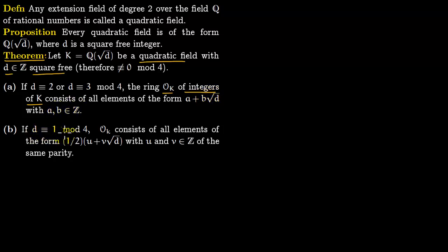If d is 1 modulo 4, then our ring of integers will consist of elements of the form 1 by 2 u plus v root d, where u and v are of the same parity. So both of them are either even or both of them are odd. If both of them are even, then you can divide by 2 and this again becomes of this form. But if both of them are odd, then you have u divided by 2 and v divided by 2. So let us prove this.